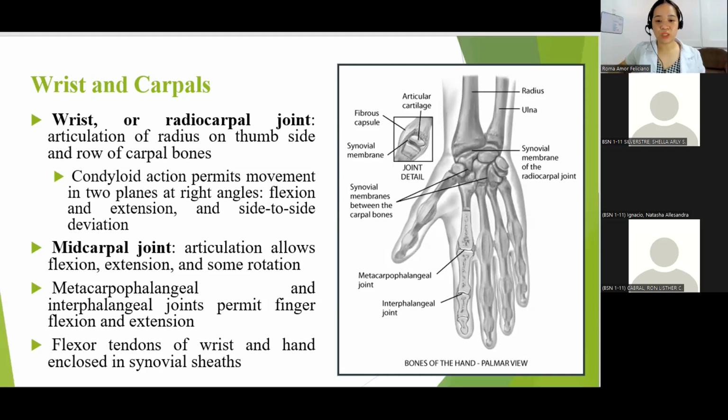The midcarpal joint allows flexion, extension, and some rotation. The metacarpophalangeal and interphalangeal joints permit finger flexion and extension. Yan. Bakit nagagalaw din natin ang ating mga fingers? Because those fingers, those phalanges, they also have their own joints. The flexor tendons of the wrist and hand are enclosed in synovial sheaths.